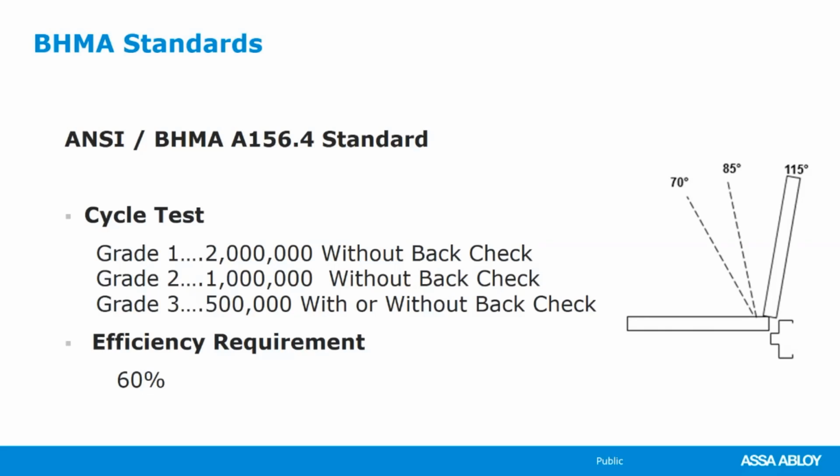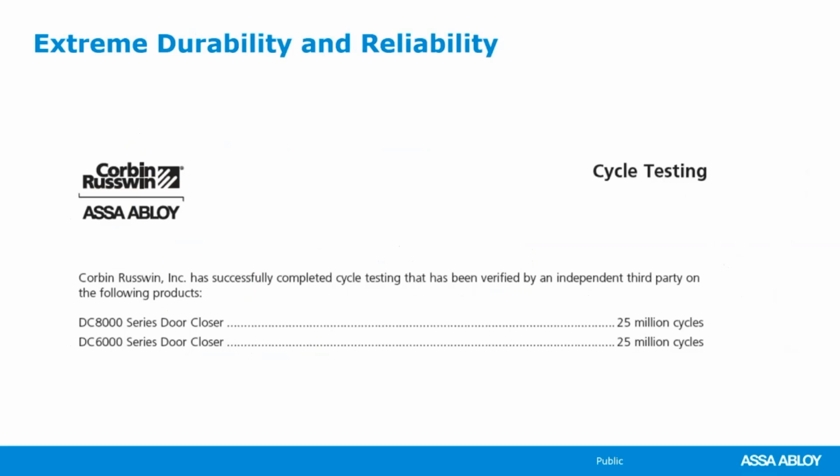We have to make sure that we address all of those things. So Corbin Russwin has a history, again, of testing above and beyond ANSI requirements. Our closers have back check, so to be grade 1, we need to go 1.5 million cycles. Our DC 6000 and our DC 8000 have been tested over 25 million cycles. Verified third-party testing. Again, we know that our architectural competitors have tested theirs above and beyond that as well. So again, if it's important, we can give that third-party document to an owner, to an architect, and we welcome them to do the same thing.